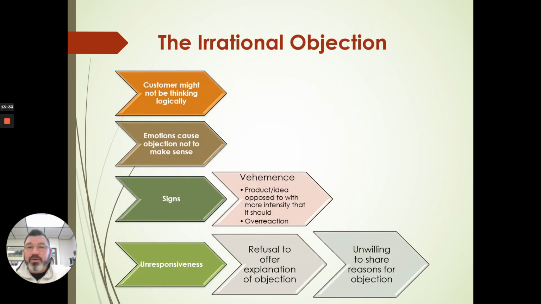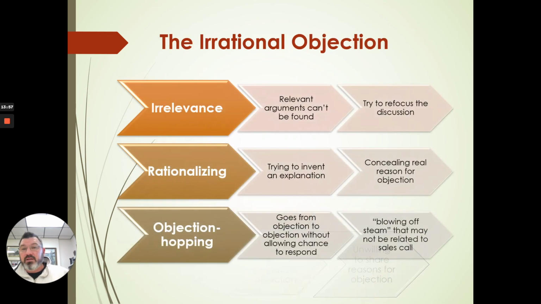And then, of course, you've got a whole category of things that are irrational. I've listed a number of them here. They may not think rationally or logically. Sometimes emotions cause objections not to make a whole lot of sense. They may be kind of flying off the handle a little bit. They may be simply unresponsive, so they may just refuse to answer or offer any explanation, or be unwilling to share reasons. They just get a little bit high-strung.